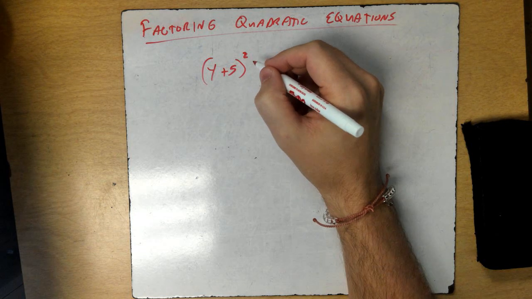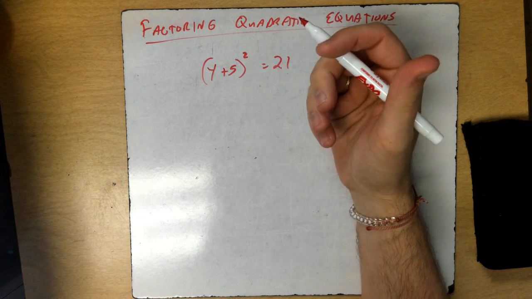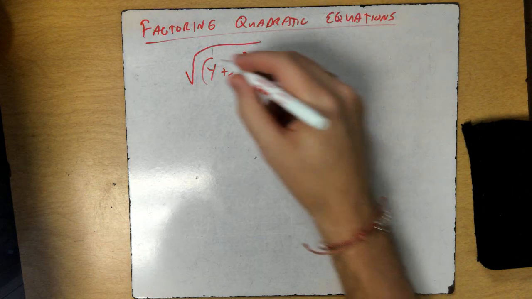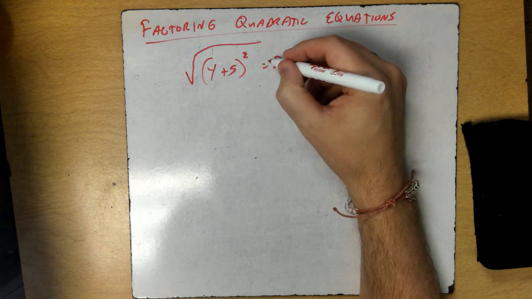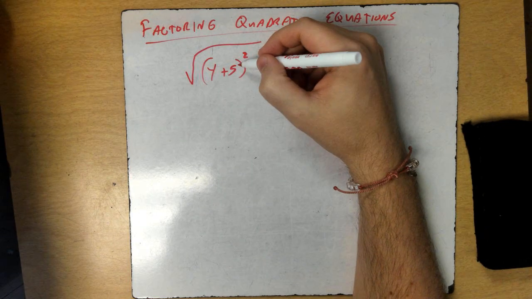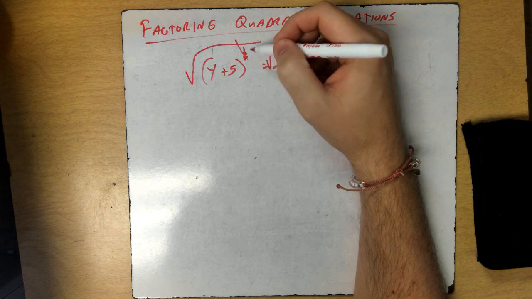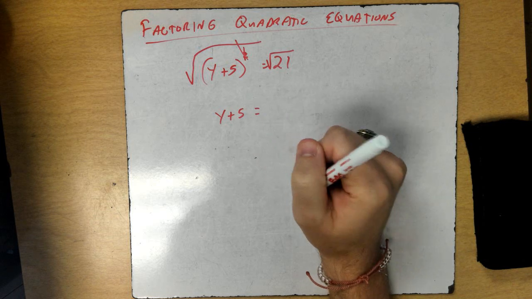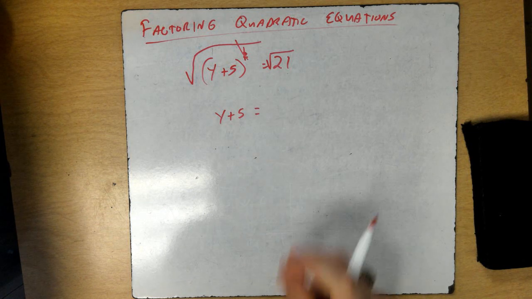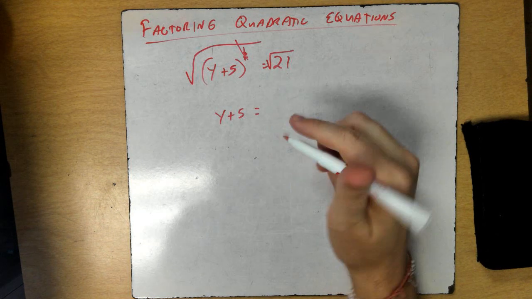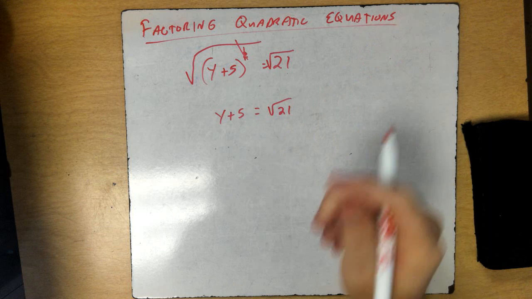Well, how do you get rid of a square? How do you get rid of something that's squared? Well, you do the opposite of something squared, which is to square root it. So we're going to square root this whole side here, which means we have to square root my 21 here. Now, when we do this, this square root cancels out the square here. That cancels out, and it's going to leave us just what's in the parentheses, y plus 5. Now here, square root of 21, we do not get a rational number with that, so we're just going to go ahead and bring down square root of 21.